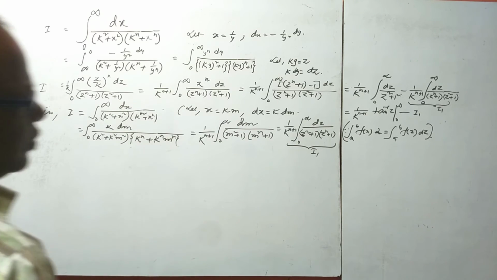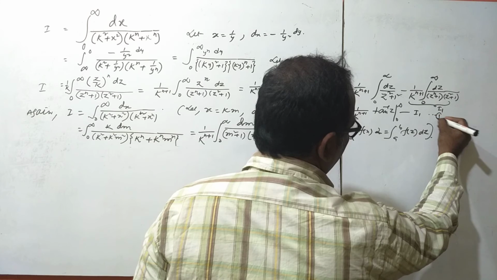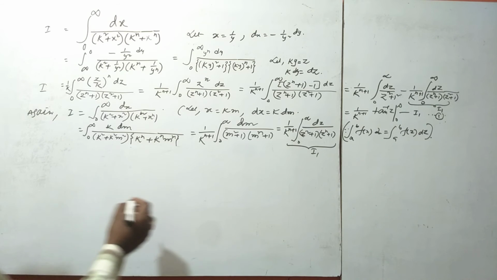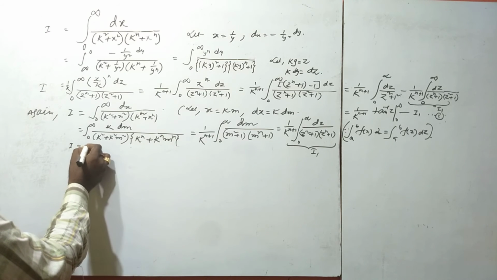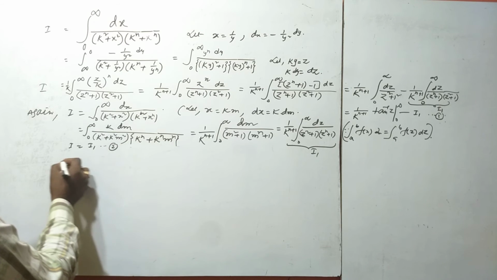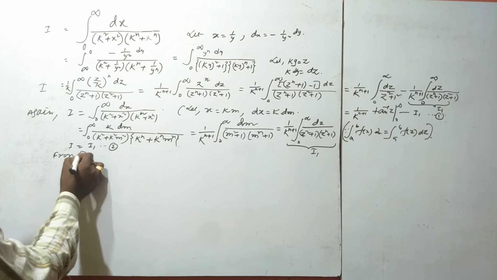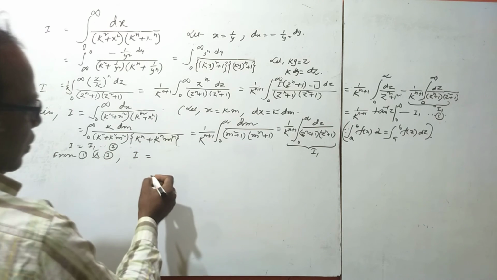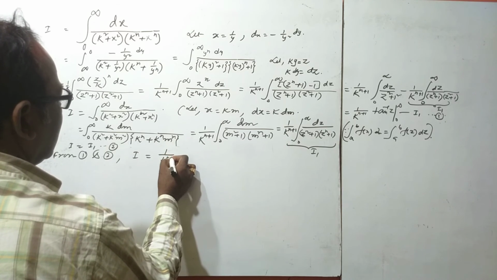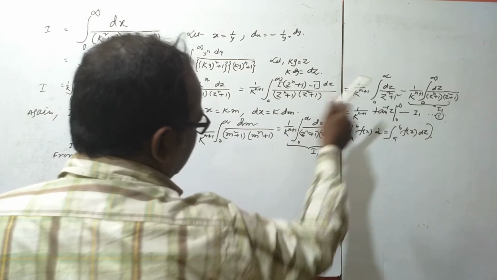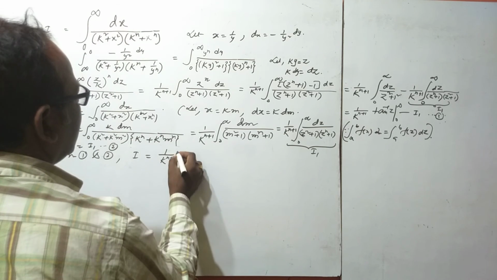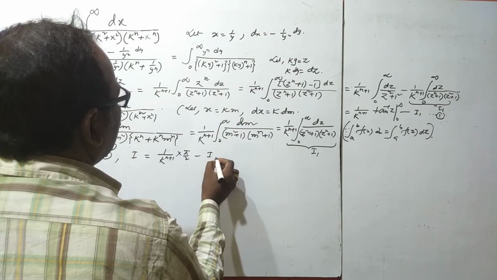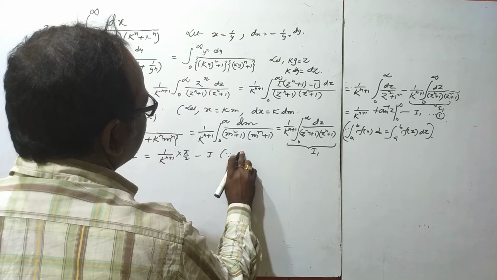So from 1 and 2, I is equal to 1 over k to the power n plus 1. If we put the upper limit infinity, then we get pi by 2. And if we put 0, then it is 0, so this is minus I, since I is equal to I1.